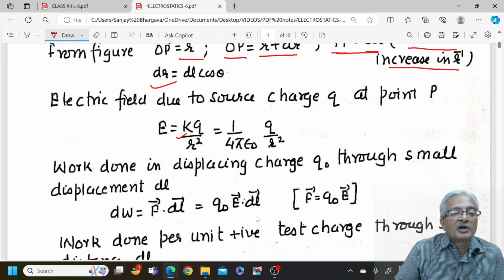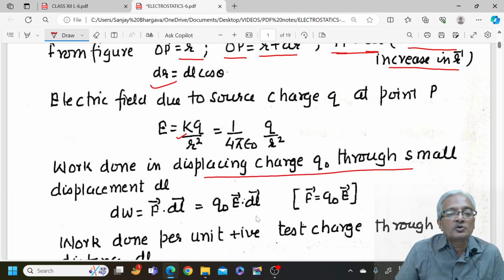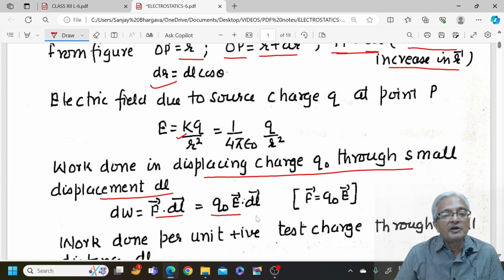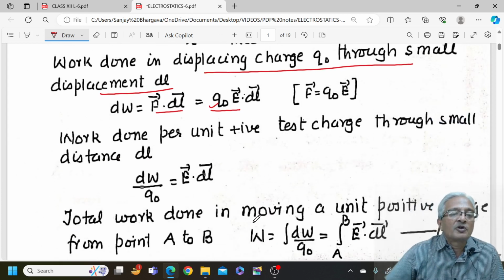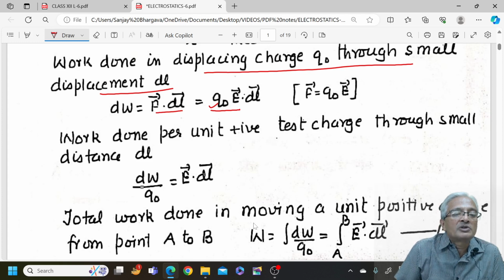Now what would be the work done in displacing the charge q0 through a very small distance dl? Then work done must be equal to force into dl. Force would be equal to q0 times E. So E is the electric field produced by the source charge and the force is being experienced by the test charge. Now what is the work done per unit positive test charge? It would be given by dw upon q0, which would be equal to E dot dl.